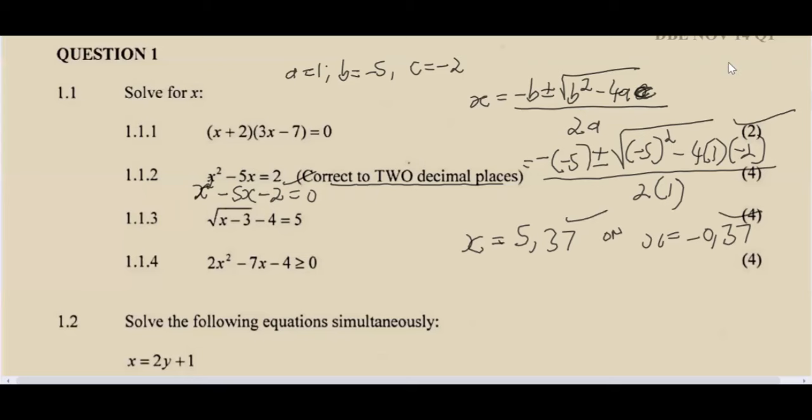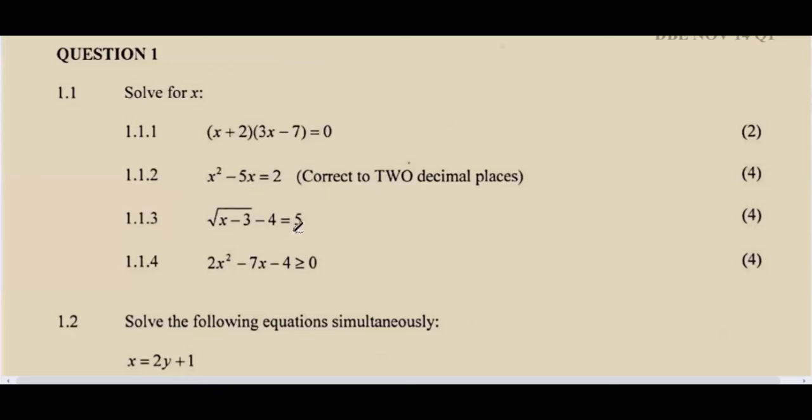Okay, then let's proceed to 1.1.3. We are given this, and we know it's in surd form, but we know the key to answering this question is always to first isolate the square root. So if you have a number here, the first thing that you have to do is take the number and transpose it over to the right hand side so that you can have this isolated on the left hand side. So this is square root of x minus 3, and then we're just going to take this negative 4, make it jump over the equal sign, and then we have 5 plus 4. That's going to give us 9, right?